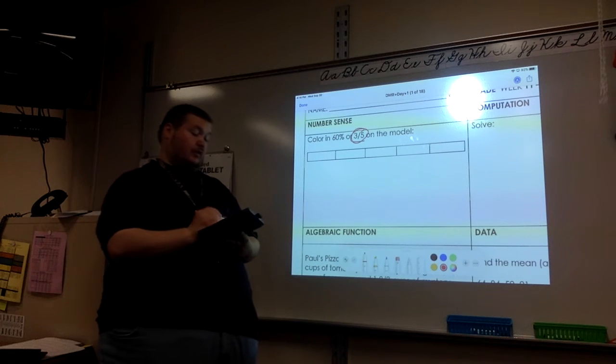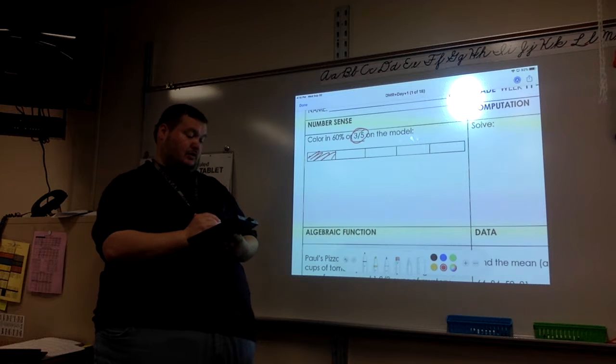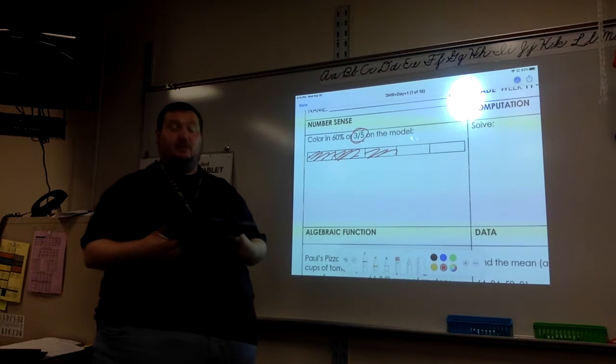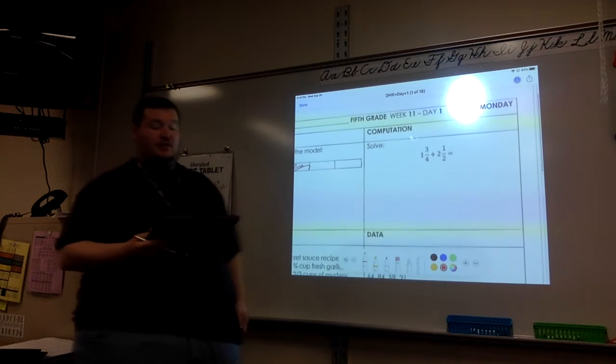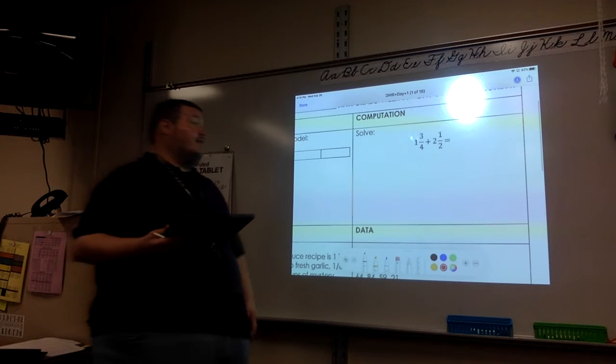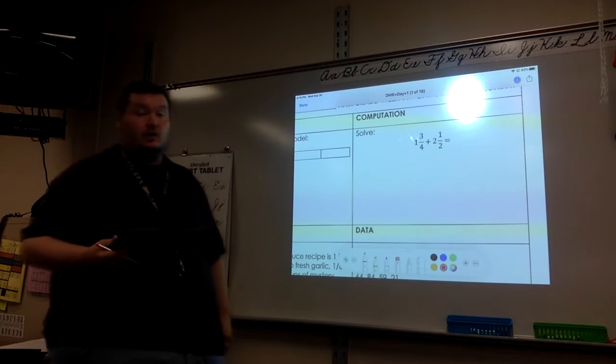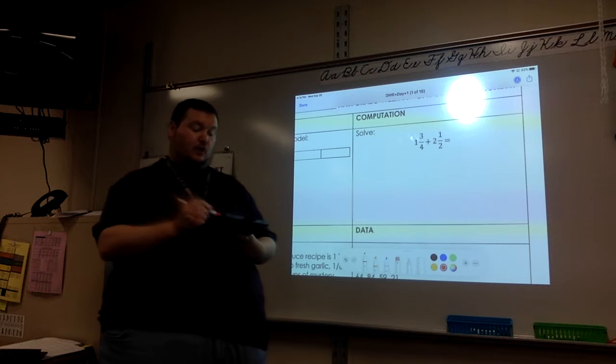So there's 1, 2, 3, 4, 5 boxes. You're going to color in 3 of them. Simple as that. Computation is 1 3/4 plus 2 1/2. We need to find common denominators for our fractions. So 4 can stay the same.